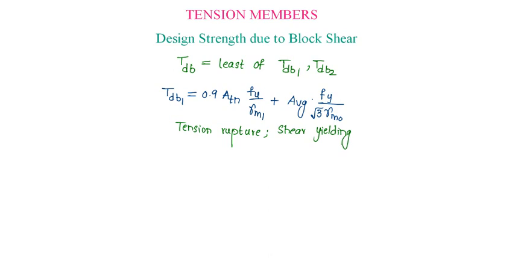Tension is in rupture, so net area is considered and Fu is considered. Whenever net area is considered, the factor 0.9 should be present, whereas shear is in yielding, so gross area is considered for shear and Fy is considered in case of yielding, and whenever shear is encountered, root 3 should be divided, whereas the other one is tension yielding and shear rupture.